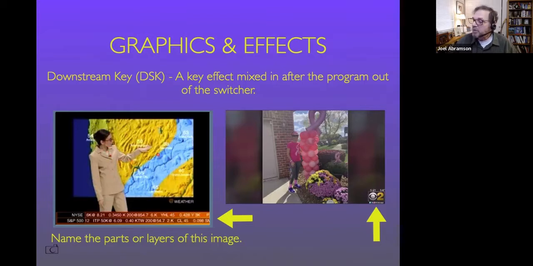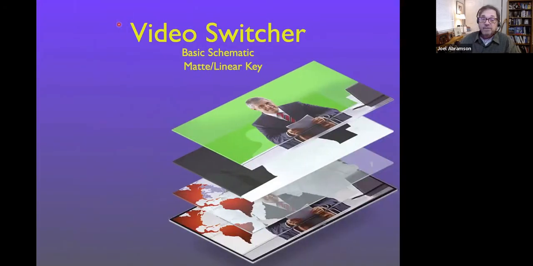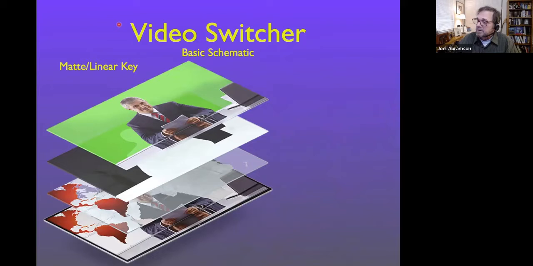But then we've also got something going on here where we've got a layer of matte key from the weather map, all the temperature. And then down here is a downstream key where we've got a crawl going on. We've got all of the stock exchange figures going on there. So that's your downstream key. So our key effects can get quite complicated in their layering.